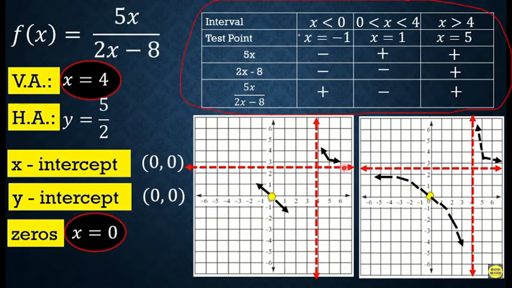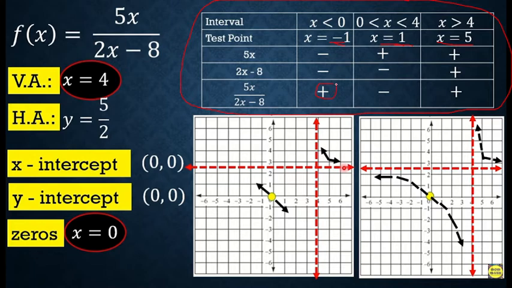In the intervals, x is less than 0, x is greater than 0 and less than 4, then x is greater than 4. Then put in values here. For x less than 0, put negative 1, so it's lower than 0. For in between, put x equals 1. Negative 1 times 5x, negative 1 times 2x minus 8, negative. Negative times negative is positive.